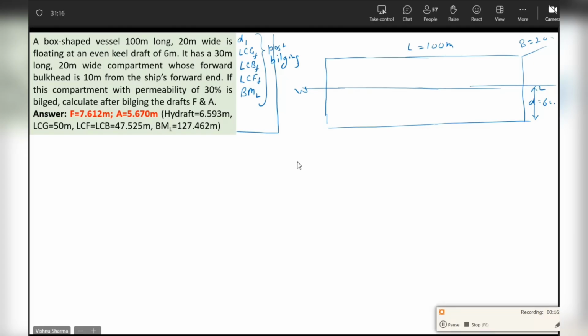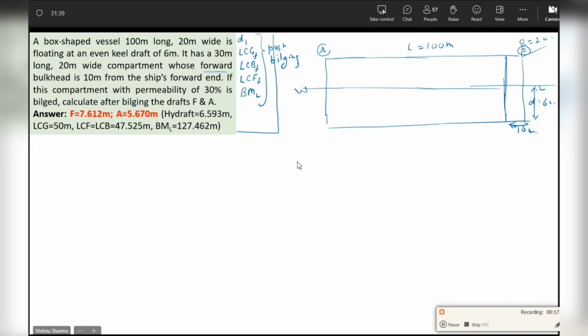It has a 30-meter long, 20-meter wide compartment whose forward bulkhead is 10 meters from the ship's forward end. So let's say this is the ship's forward end. This is the after end. So the compartment's forward bulkhead is here. At what distance? 10 meters from the forward end.